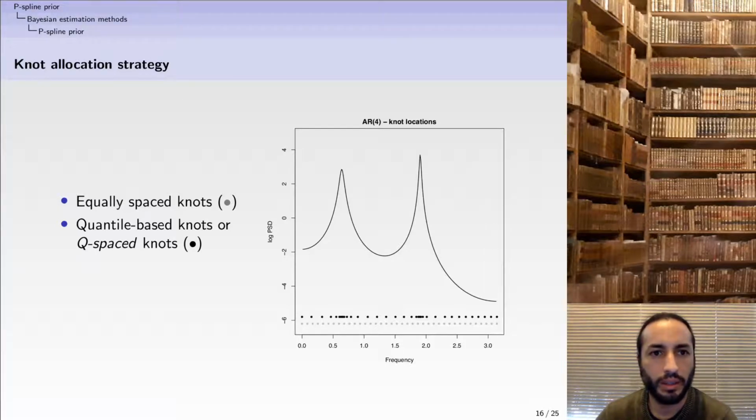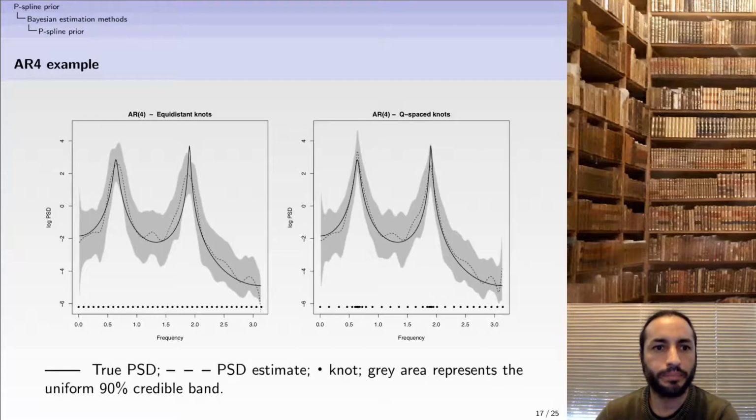In this example, we can see that our approach distributes the knots correctly according to the peaks of the PSD. So look at the black dots, the black points in the plot. We found that this novel approach can improve the P-spline performance significantly. In our example, we can see that the equidistant knots are not able to model the second peak of the PSD, unlike the Q-spaced knot approach.